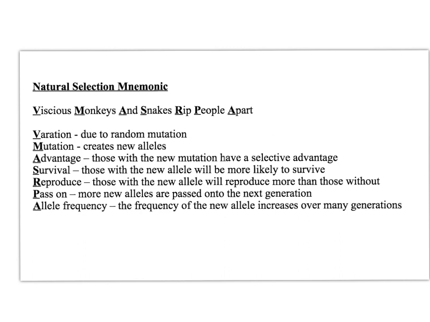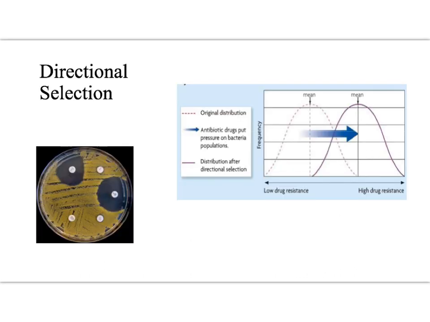It's important in your answer to use words like more, because it's really a comparison between those that have the new alleles and those that don't. So if you don't use comparative language, you won't gain marks. So looking at natural selection in action, there's three types.